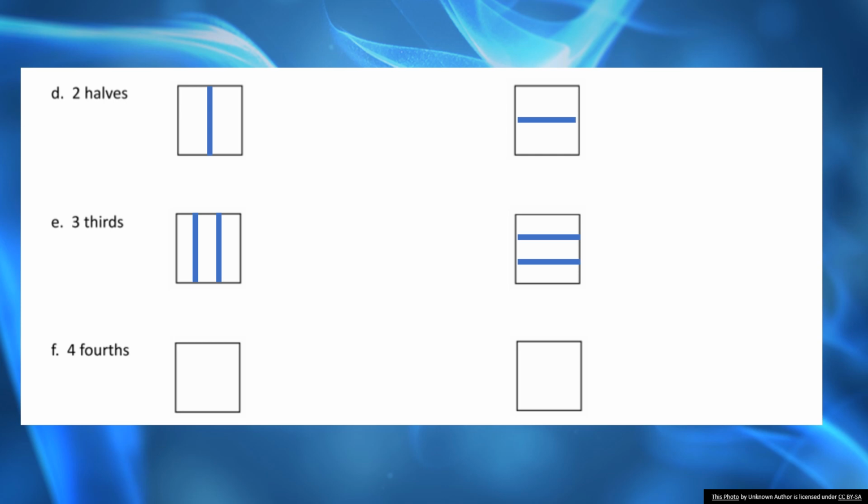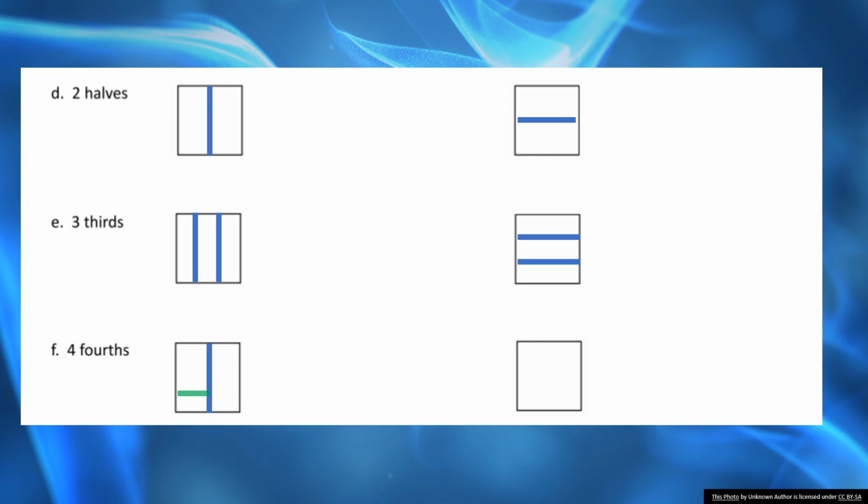Now let's move on to F. F wants us to partition these squares into fourths, 4/4 to be exact. Now, again, I used one line to divide my squares into halves. I used 2 lines to divide my squares into thirds. And that means I'm going to use 3 lines to divide my squares into fourths. So let's go ahead and divide our squares into fourths.